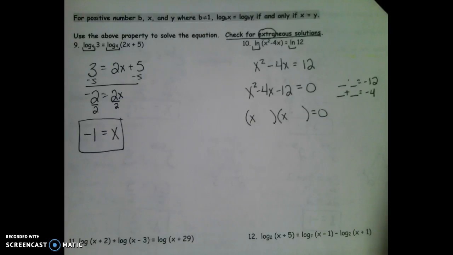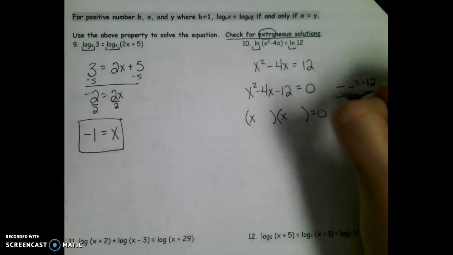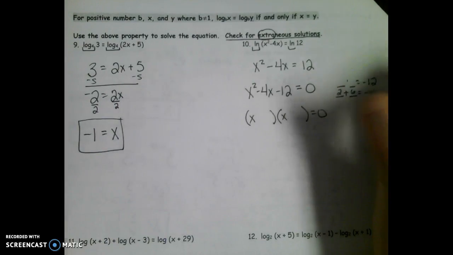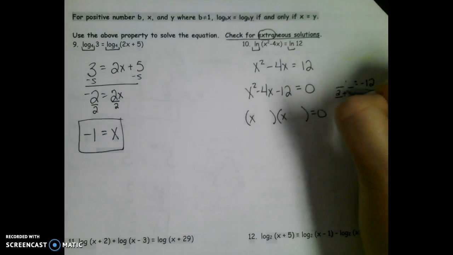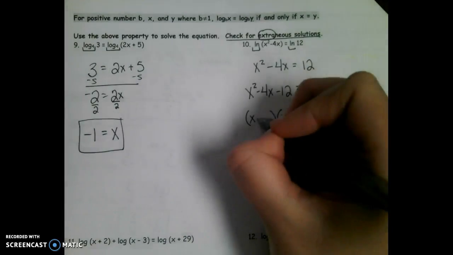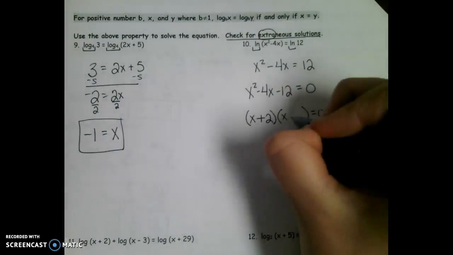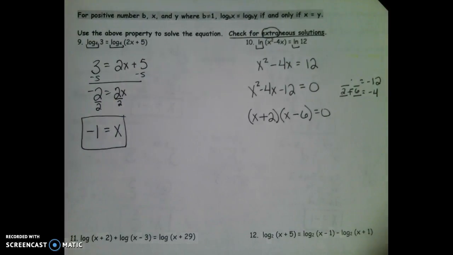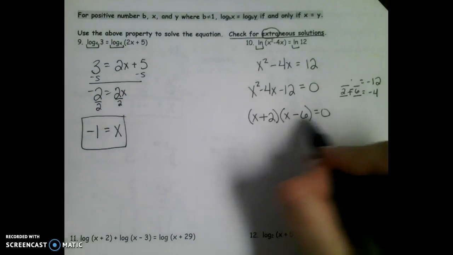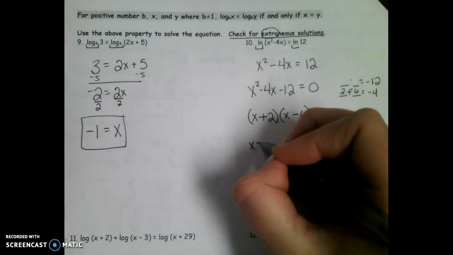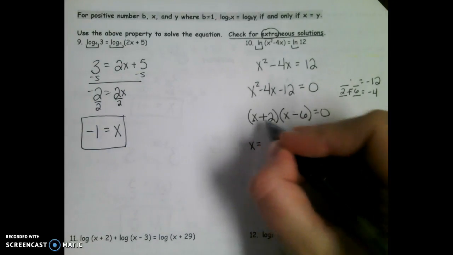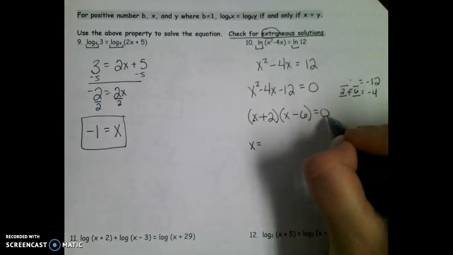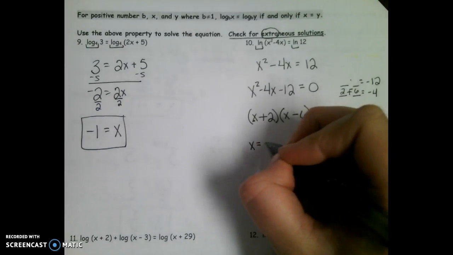So think about ways to multiply to get 12. You've got 1 times 12, 2 times 6, 3 times 4. 2 and 6 could give you negative 4 if the 6 was negative. So positive 2, negative 6. That is the factored form. Once you have it factored to solve, what number plus 2 would give you 0? Negative 2.